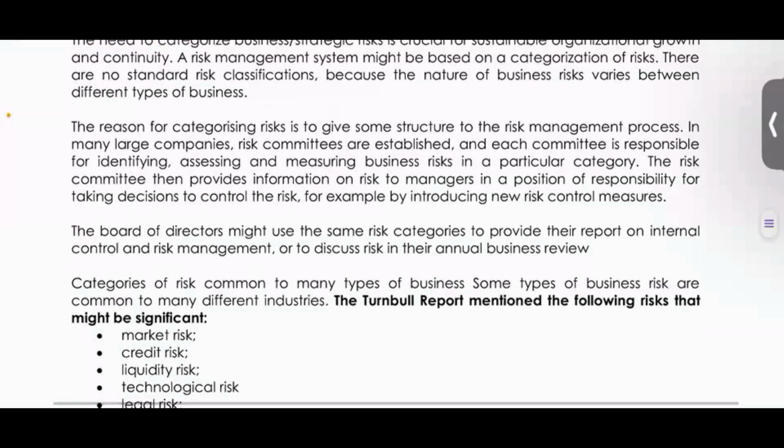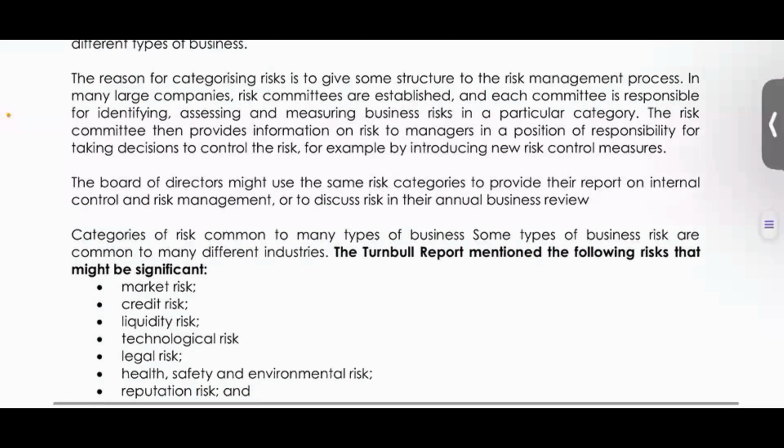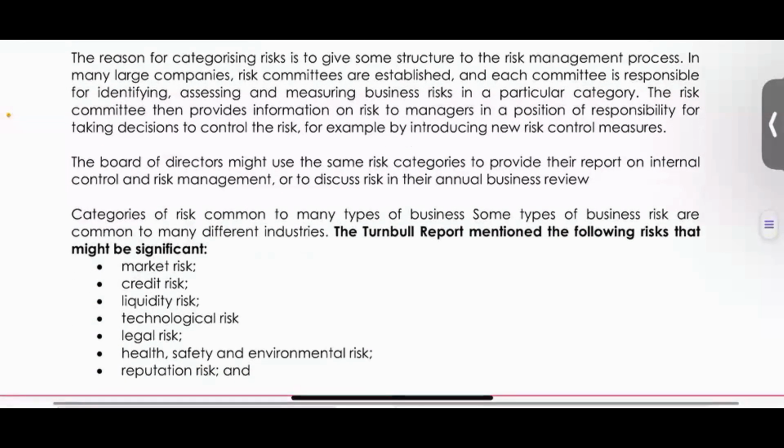The reason for categorizing risks is to give it some form of structure where there's a committee, there are people that are responsible for certain risks, and they know that they are supposed to share risk-related information to managers and also take responsibility when these risks arise. So the board of directors might use the categories of risks for their internal reports so that they can be able to do their business review. You'll see that there's this rule that an organization is supposed to review its risks annually. So for them to review their risks annually, for them to know when new risks are arising, it just means that they must have properly categorized it.